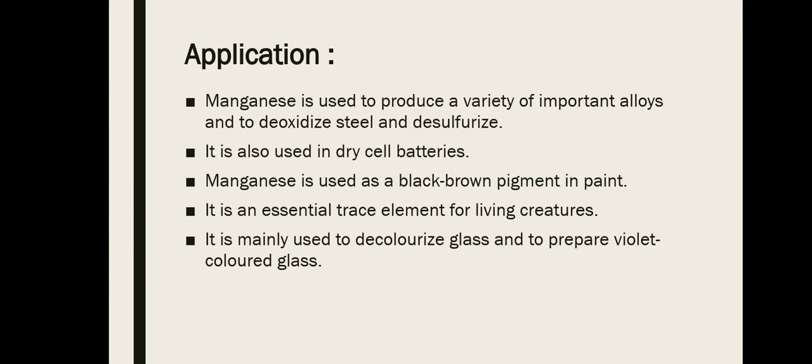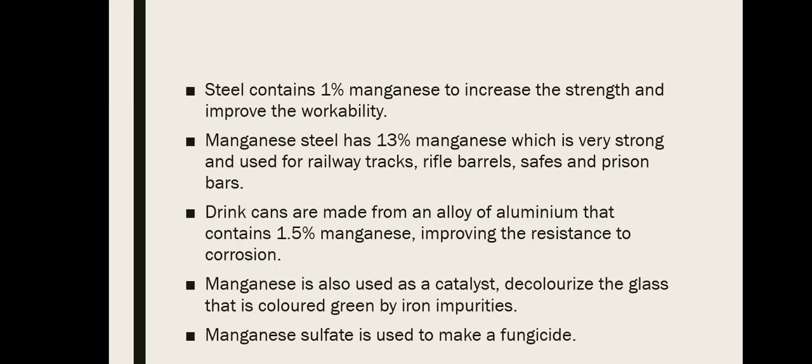It is an essential trace element for living creatures. It is mainly used to decolorize glass and to prepare violet colored glass. As we had described earlier, steel contains 1% Mn to increase the strength and improve the workability. Mn steel has 13% Mn, which is very strong and used for railway tracks, rifle barrels, safes, and prison bars.